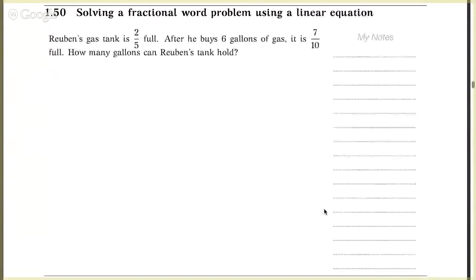I want to go to objective 50, which is called solving a fractional word problem using a linear equation. And this is the problem that involves Ruben and his gas tank. His gas tank is 2/5 full in the beginning of the problem. Then he goes and he buys 6 gallons of gas, and afterwards his tank is 7/10 full. And the question wants to know how many gallons in total does Ruben's gas tank hold?